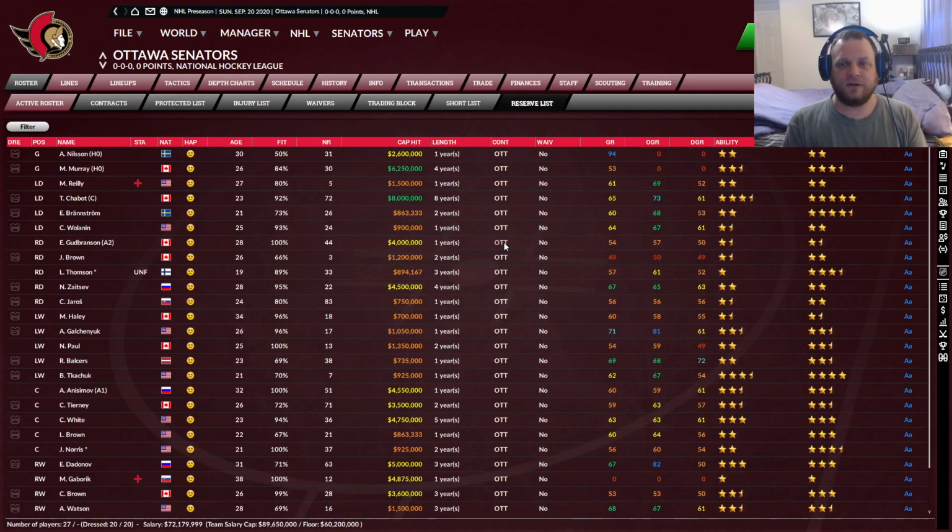Now, if a player doesn't have to clear waivers, he's going to go straight to the minors without having to go through waivers, obviously. But that's the window you want to look at, and you want to look under waivers here. Again, during regular season, some of those are going to flip to yes, and those that say yes here are going to need to clear waivers. So you need to keep that in mind if you're trying to send them down.